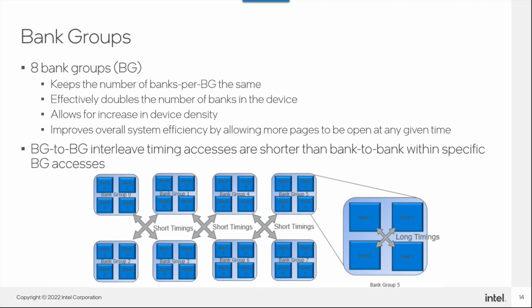Another benefit of having more bank groups is that the bank group to bank group interleave timing access is shorter than the bank to bank access within a specific bank group, as shown in the quick diagram below. So this enables controllers to avoid performance degradations associated with sequential memory access within the same bank. And going on to the next slide.